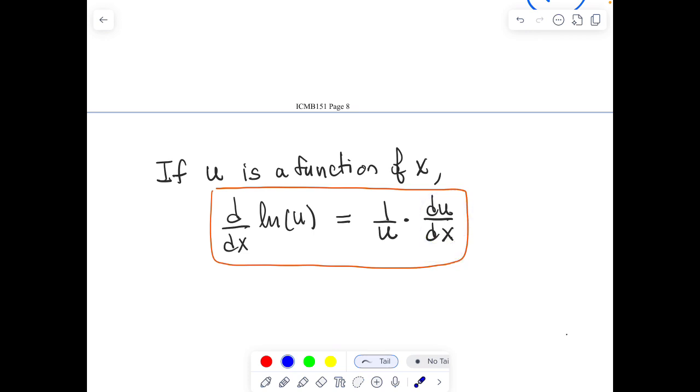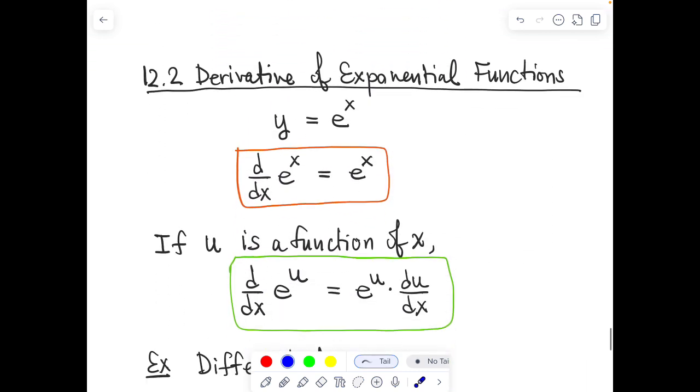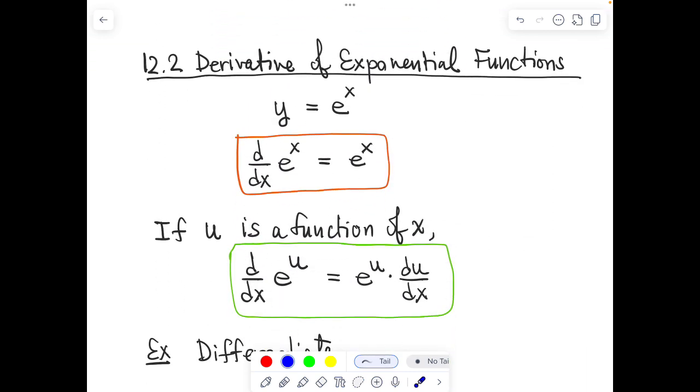Okay. Now let's go to the next functions that we are interested in. That is exponential functions. So what is an exponential function? The function that we're going to look at is something like this, e to the power of x.